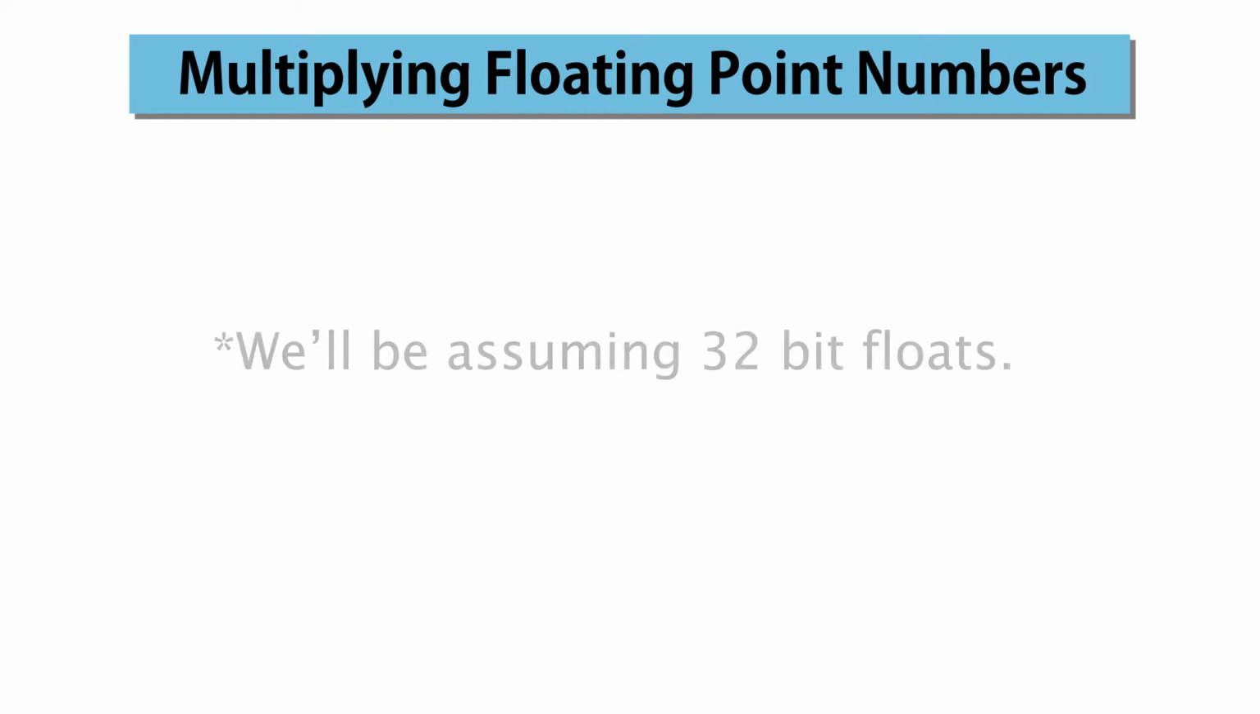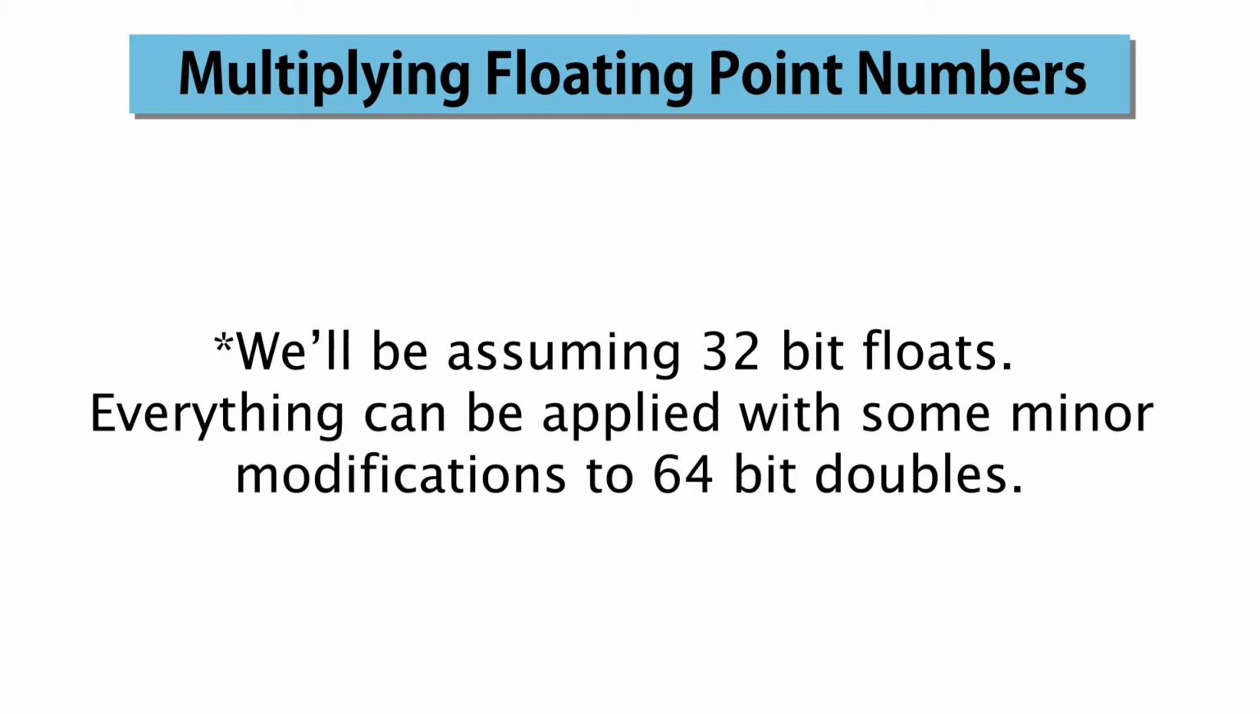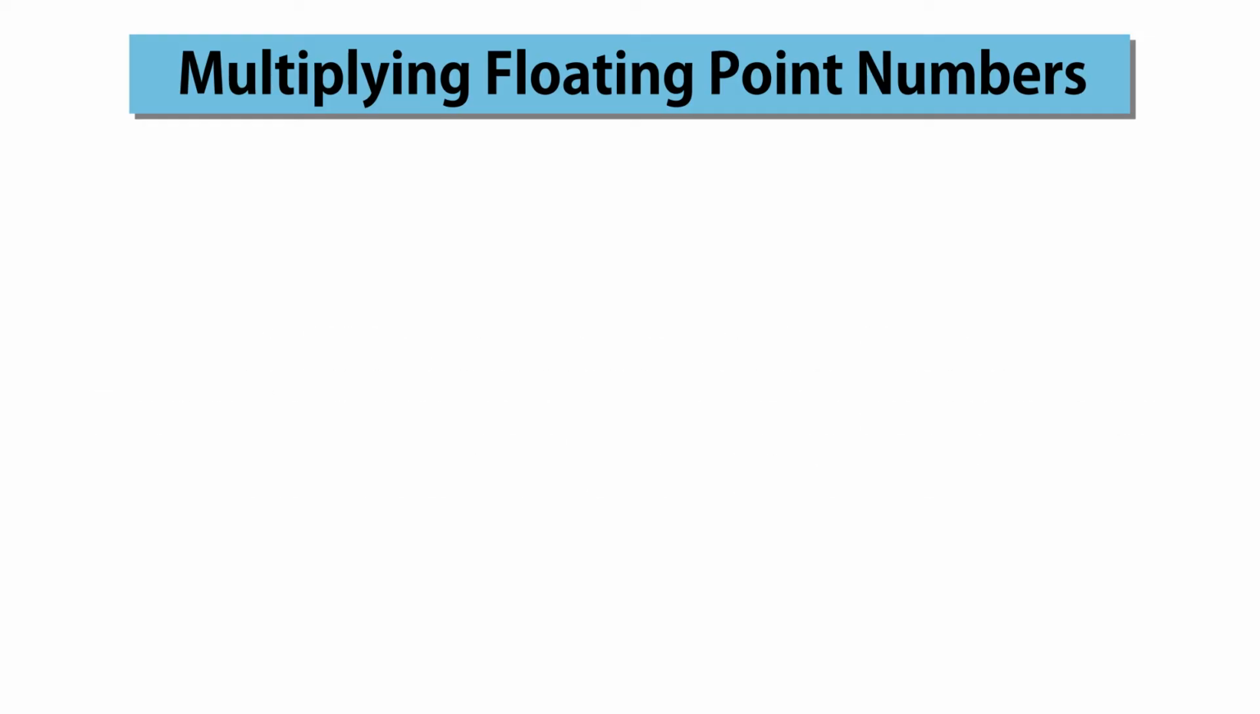For this video, we'll be assuming 32-bit floats, but everything we say can be applied with some minor modifications to 64-bit doubles. Recall that floating point numbers are effectively a variant of binary scientific notation, that is, numbers of the standard form shown here. There's a sign, plus or minus, and a real number constant c in a specific format, times some integral power of 2. For normalized numbers, c always has a single 1 to the left of the binary point.